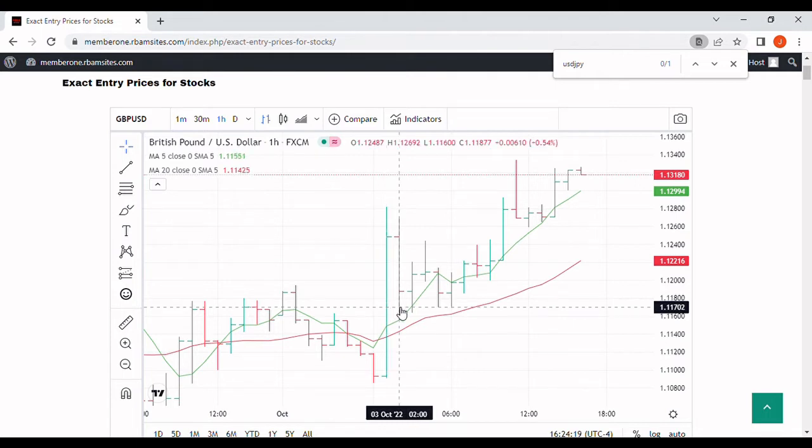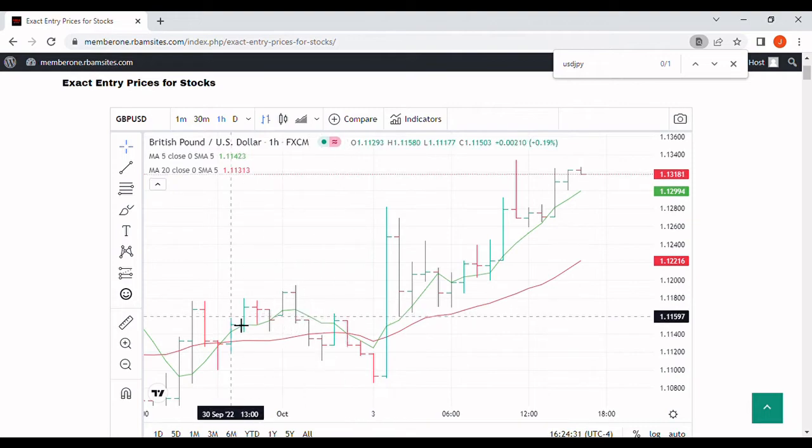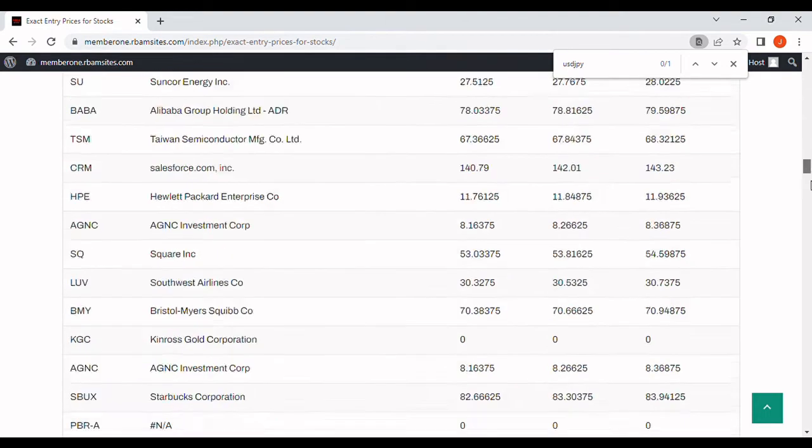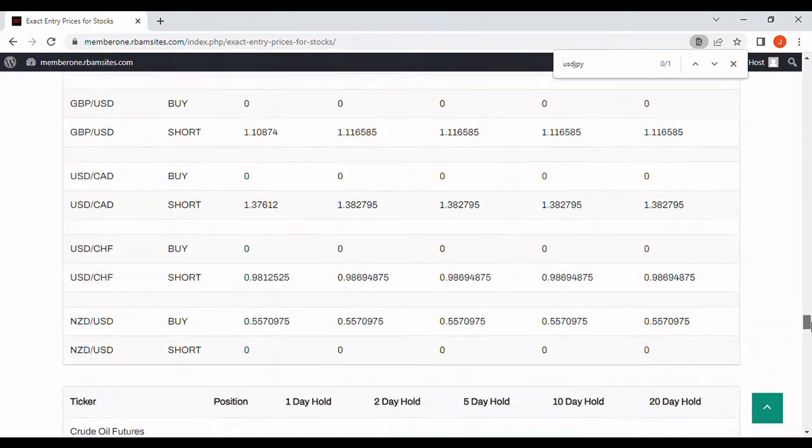1.1087. Nope, couldn't have got in there. Or could we? No. Doesn't look like we could have got in. This would have been last night. 1.1087. Doesn't look like we could have got in. So we couldn't have got in at all on that one. Let's go down here and take a look at another one.